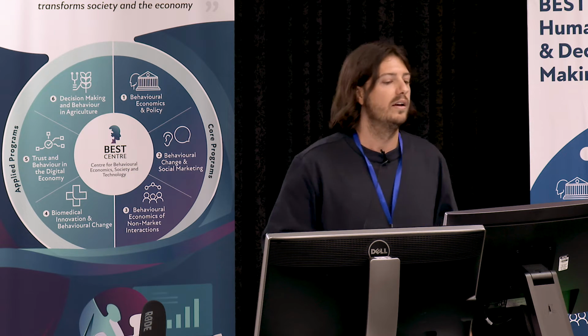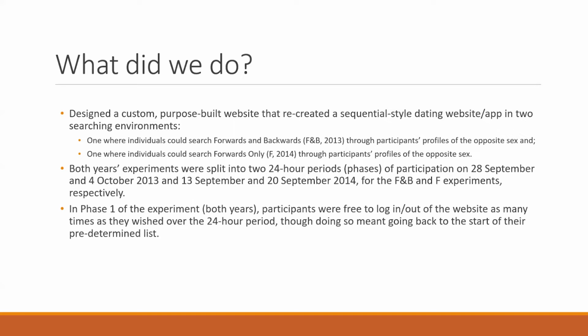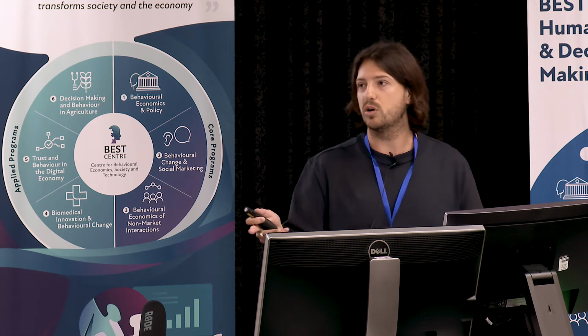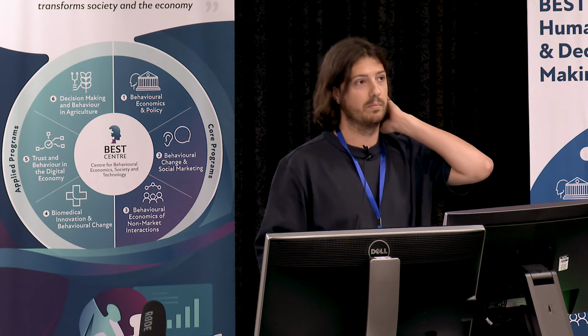Okay, so we can look at how people choose based on this different search method. Both these experiments are split into 2 24-hour periods called phases. Phase 1 of the experiments: in both years, participants were free to log in and out of the website as many times as they wished over the 24-hour period. Though if they did log out, they would go back to the start of the profile list. This was a predetermined list, so we could control for that. On the first login, participants were also asked to answer a pre-experiment survey with a Big 5 personality test and other ranking questions, like their perceived level of attractiveness, and their preference for their ideal mate.